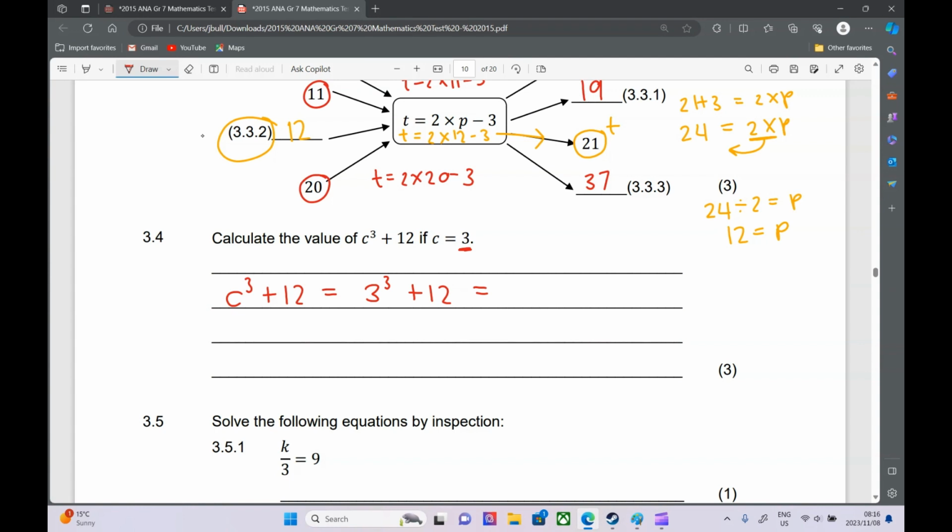Now 3 to the 3 means 3 times 3 times 3. It's a cube number, and we've still got that plus 12. So 3 times 3 is 9, times 3 is 27, plus 12, which is then going to leave us 27 plus 12 is going to be 39.